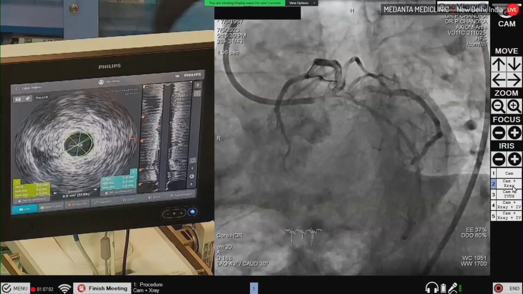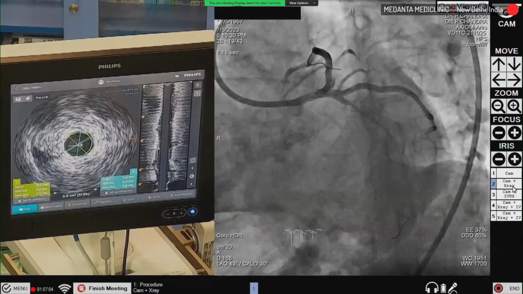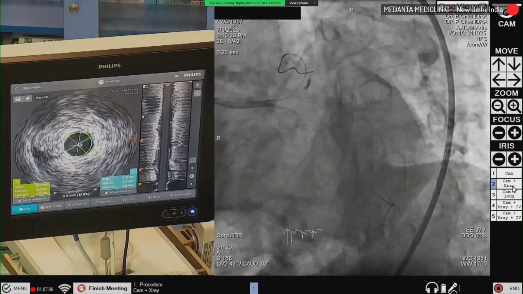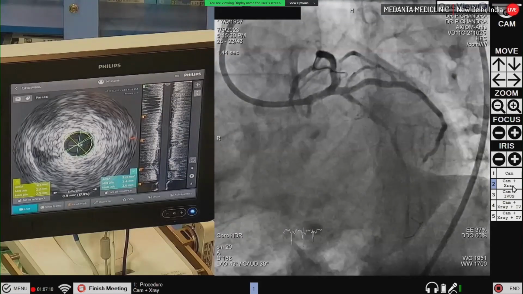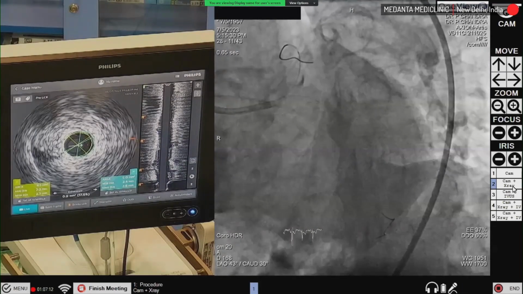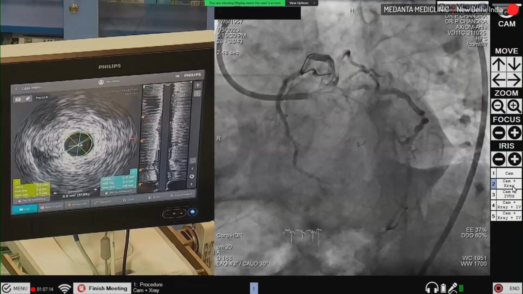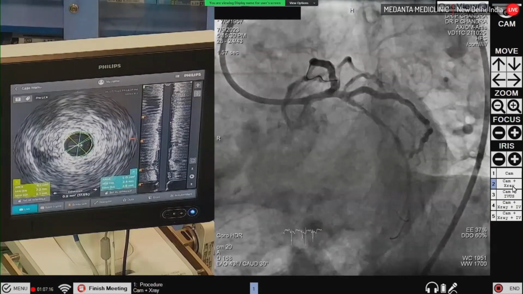So let us fix this and then we can decide. And we can put a stent here also because the lumen is not so good in the proximal circumflex.